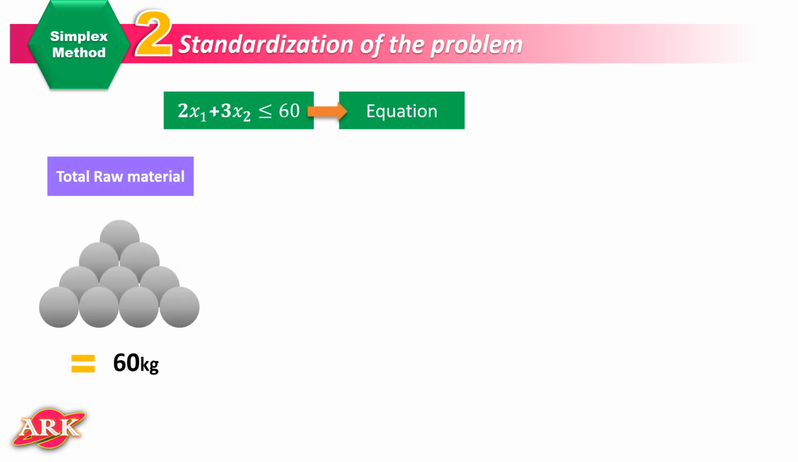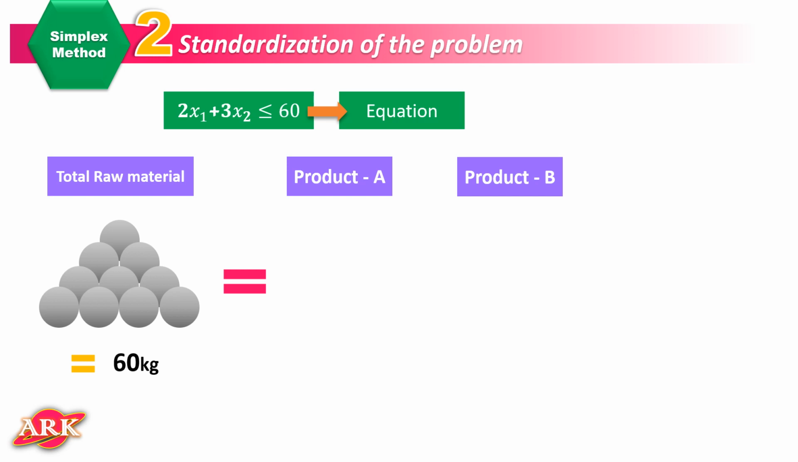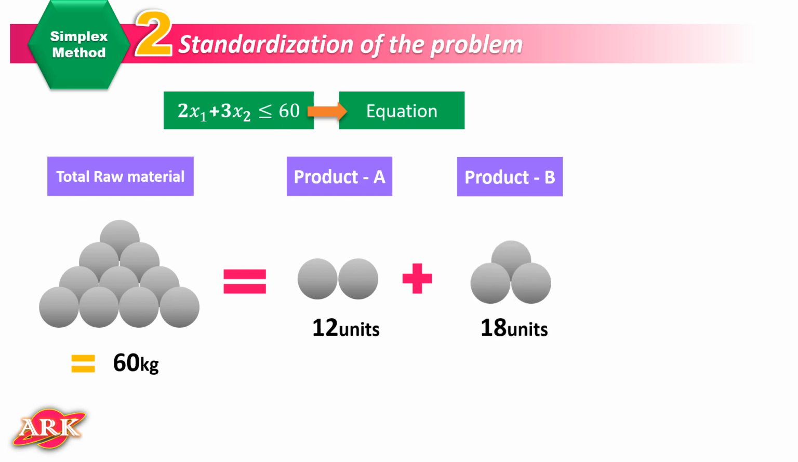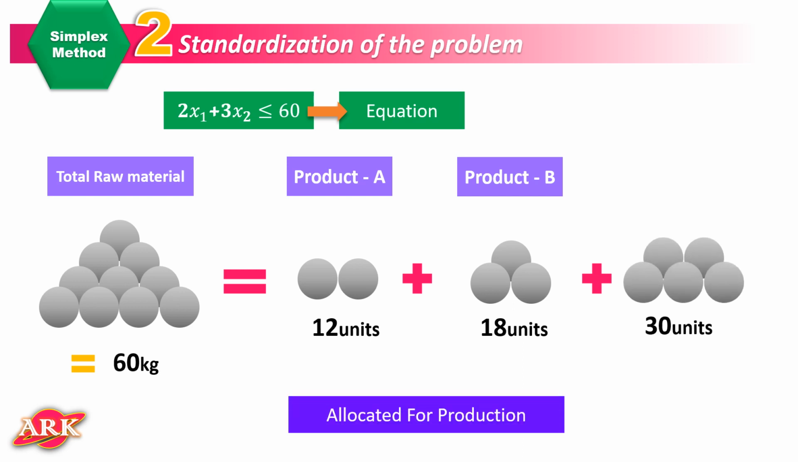The given total raw material availability is 60 kg per week. Let's allocate some of the raw material to product A and product B. Units allocated for product A is 12 and units allocated for product B, let it be 18. And apart from this, the unused raw material will be 30 units. Now you can see product A and product B, 12 units and 18 units is allocated for production, whereas 30 units is unused. 12 units are represented by 2x1, 18 units are represented by 3x2.